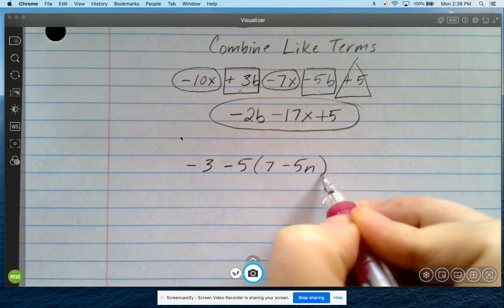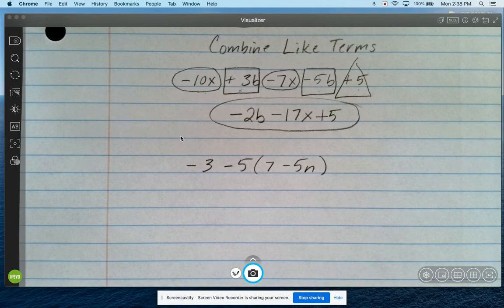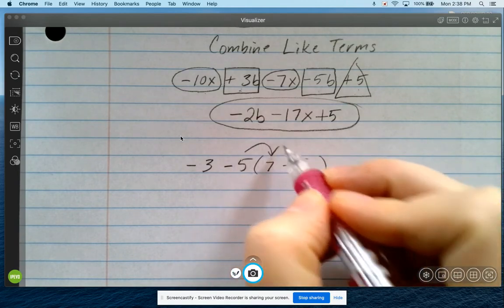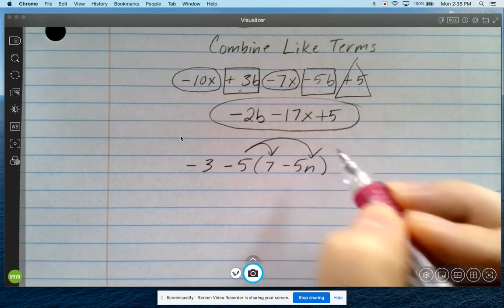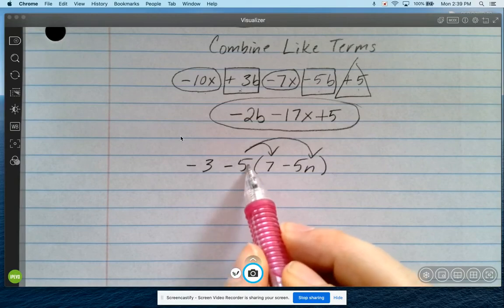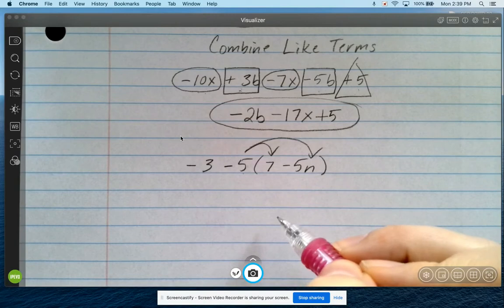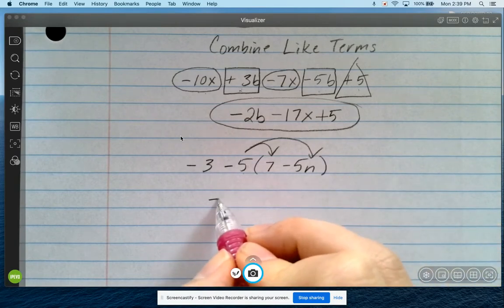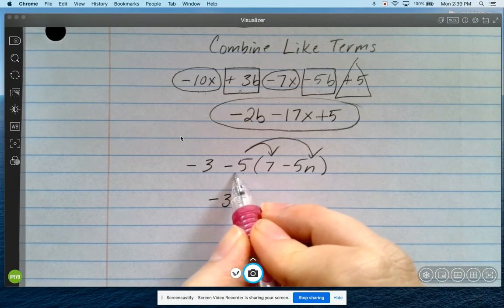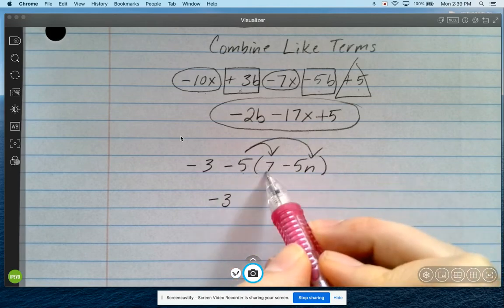I'm going to do distributive property first. So anything that is outside the parentheses and there's no addition or subtraction sign here, I'm going to multiply that times each term inside the parentheses. So negative 3, and then I'm going to go ahead and multiply. Negative 5 times 7 is negative 35.